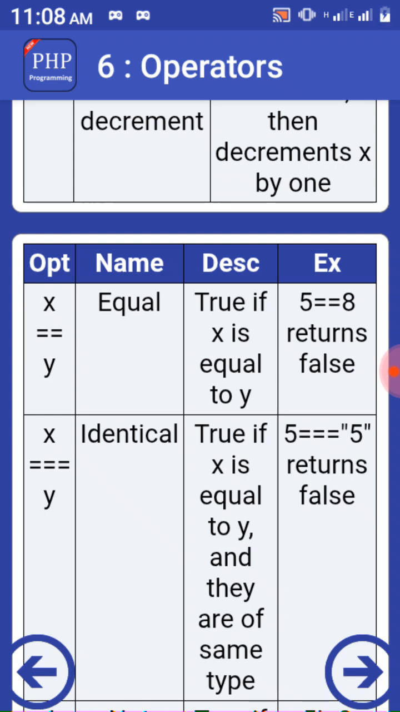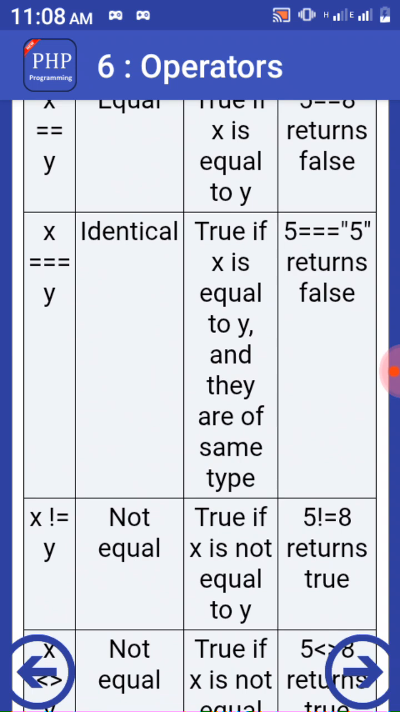Now the comparison operators, with operator, name, description, and example. x equals equals y is equal: true if x is equal to y. For instance, 5 equals equals 8 returns false because 5 is not equal to 8. x equals equals equals y is identical: true if x is equal to y and they are of the same type. 5 identical to "5" returns false, because their types differ: one 5 is under quotation marks, the other is not.